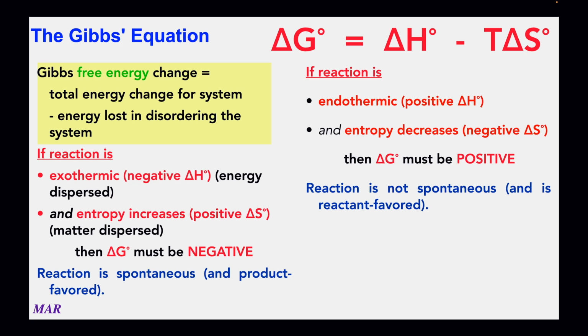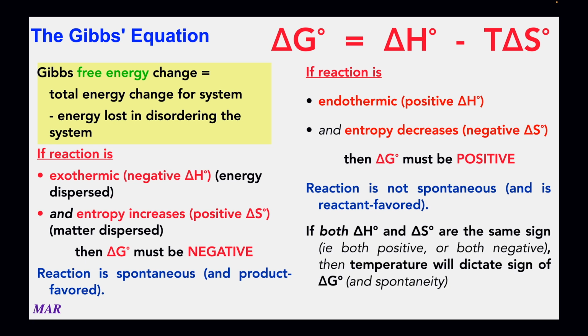So if you want your reaction to go, you're hoping for exothermic and an increase in entropy, because those will always be spontaneous. On the other hand, if your reaction happens to be endothermic and with an entropy decrease, your delta G will be positive, and those will be a lot more difficult to make happen.